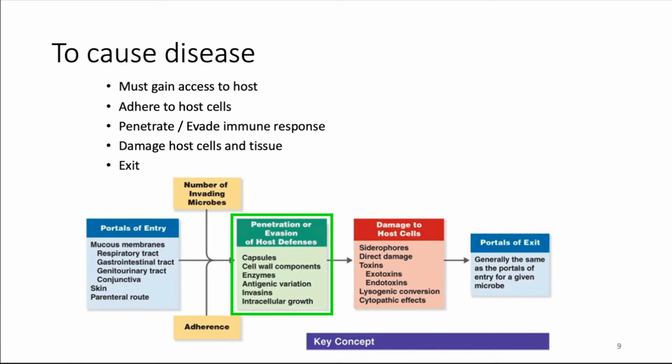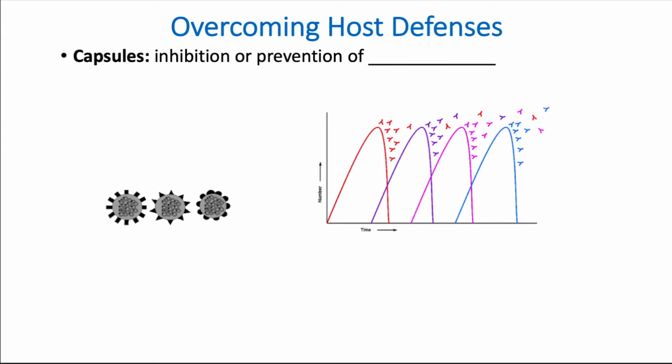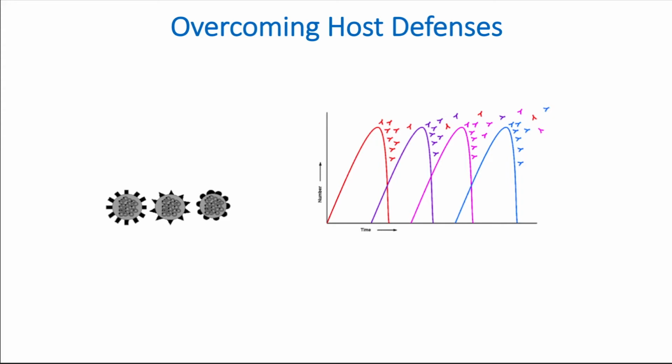The second component: after the organism has gained entry, has the right number, and is able to adhere to the specific cells, it should be able to either penetrate the host defense or evade it, either overcome it or evade it. And there are a number of mechanisms that the cells of these pathogens would use. They may use capsules. Capsules will prevent or stop the process of phagocytosis.